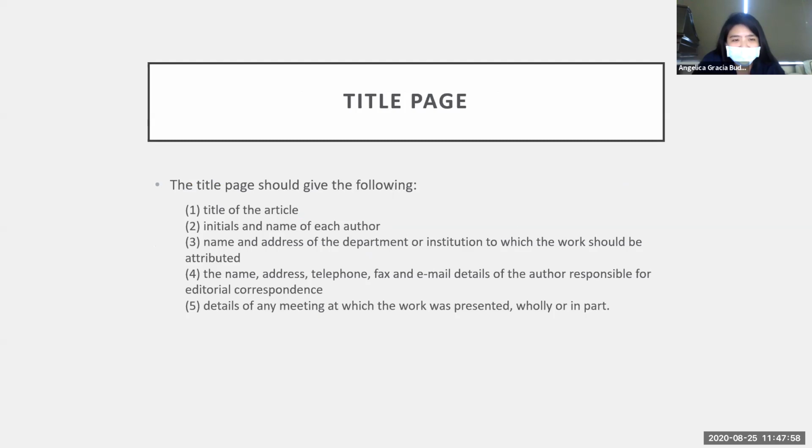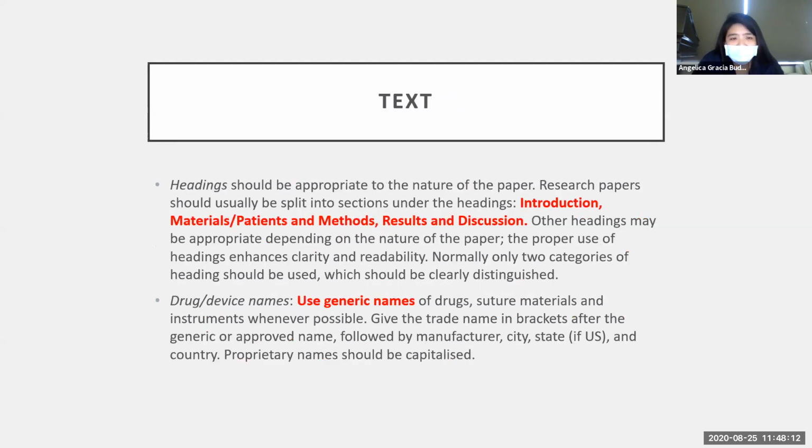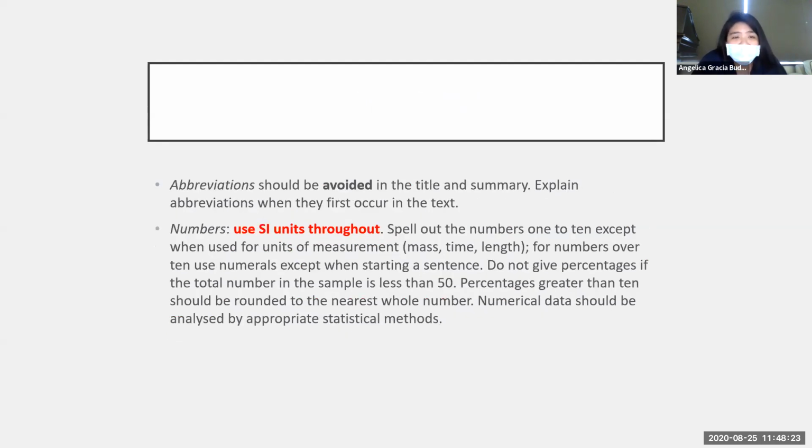The title page is actually the same as what I have described before, the title page and the summary, but this is for the JPRAS itself. The summary is no more than 250 words. The text itself has introduction, patients and methods, results and discussion as the headings. They want the drug names to be generic names. Abbreviations should be avoided in the title and summary. For numbers, we should use SI units throughout.